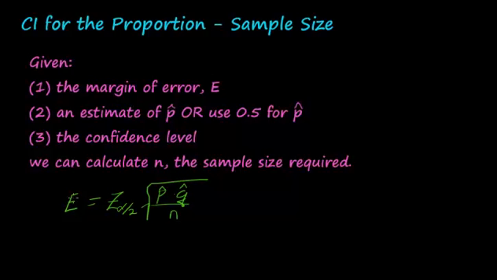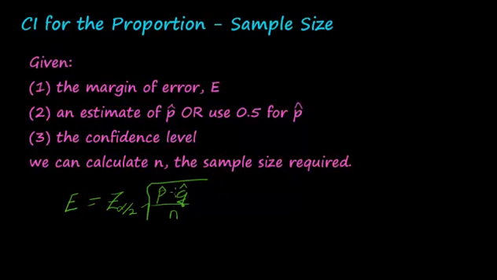So what we've just said here is we have E. That'll be given, so we'll have E. We'll have p hat, or if we don't have an estimate for p hat, we'll use 0.5. And then of course we get q hat by saying 1 minus p hat. So either we'll have an estimate for p hat and we'll say 1 minus p hat to get q hat, or if p hat's 0.5, then q hat is also 0.5. And then the confidence level, and then our n, of course, is what we're trying to solve for. So we have all the parts except n.